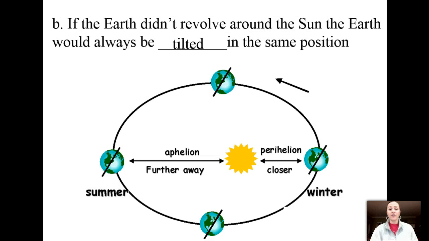If we didn't revolve around the sun, the Earth would always be tilted in the same position. And this diagram of the revolution of the Earth around the sun will show you that. If the Earth is tilted and we just stayed in the same position, then we wouldn't have our change of seasons, right? But because we go around the sun as we're tilted, it gives us our towards the sun and our away from the sun motions, which allow us to then have the seasons winter and summer.